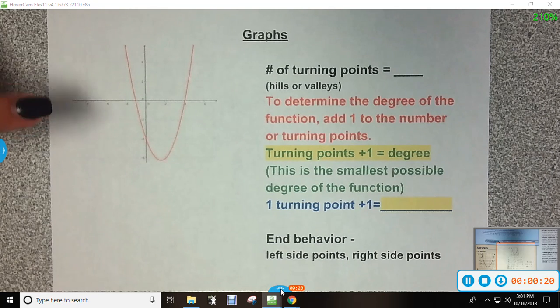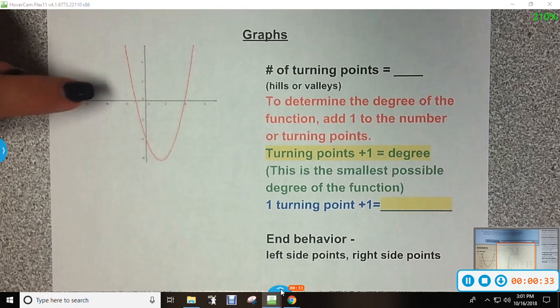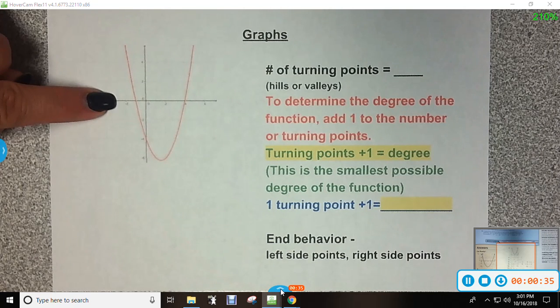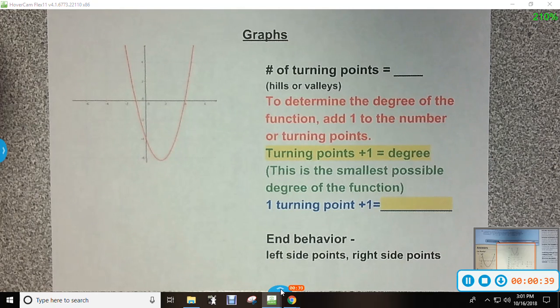So, for this graph, it doesn't have to look exactly like this. You just need to have a parabola. Doesn't matter where it touches the x-axis at, it's just got to be a parabola. And what we're going to get from here is we're going to learn to be able to look at a graph and figure out what the degree is, even if you don't have an equation.